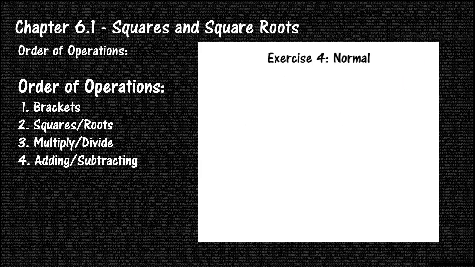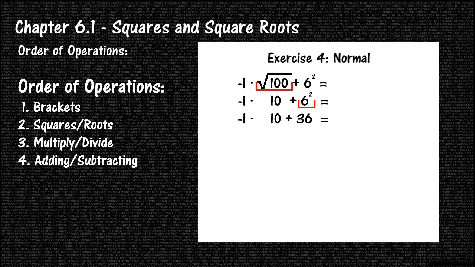Now we add some square roots. Minus 1 times the root of 100 plus 6 squared. Squares and roots have the same priority, so we solve those from left to right. The square root of 100 is equal to 10, so minus 1 times 10 plus 6 squared. Then we solve 6 squared, which is 36. Minus 1 times 10 plus 36. We multiply minus 1 and 10 to receive minus 10 as our answer. And minus 10 plus 36 is 26.